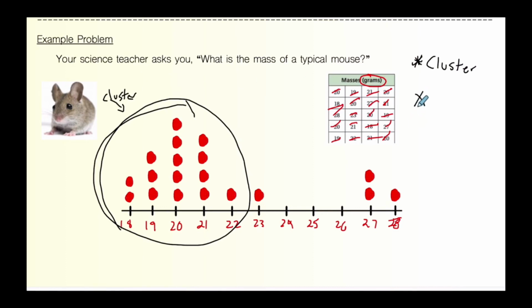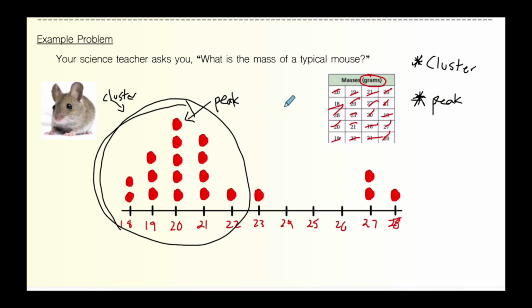Another thing that you might be asked to identify in a line plot is a peak. A peak in the data. A peak is where the highest point or points are. And in this, there is one peak, and that peak is right here. And it makes sense that the peak is located in the cluster. Most of the points are in this area, and the data kind of peaks right in the middle of this cluster around 20 grams. Most of the mice that were weighed 20 grams or somewhere around there.